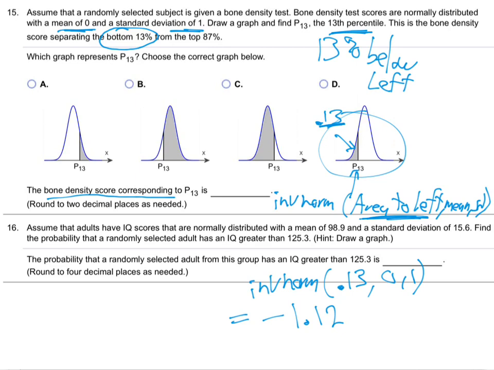No. Negative 1.13. 1.3? Yeah. Oh, it just rounds a little differently? Okay. Negative 1.13. That good? On that? Questions before we move on?